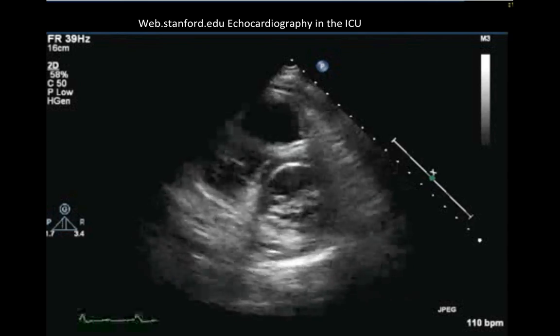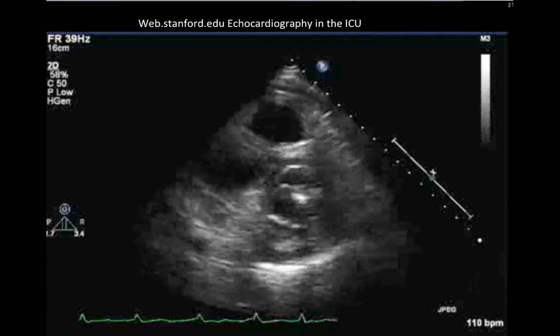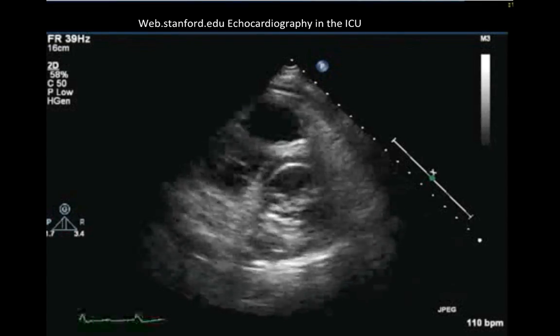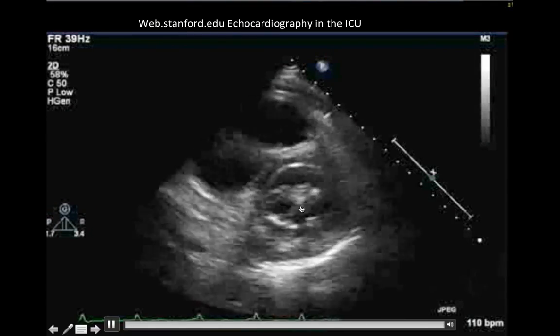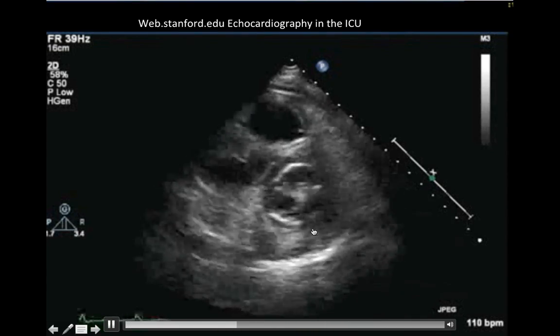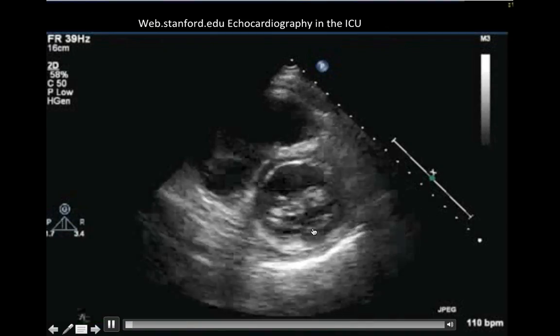This video demonstrates a parasternal short-axis view of the mitral valve, and you can see that this fish mouth looks very small, right here. They did not trace it and give an area, but it correlates with severe disease.